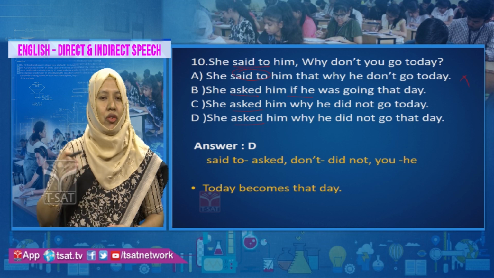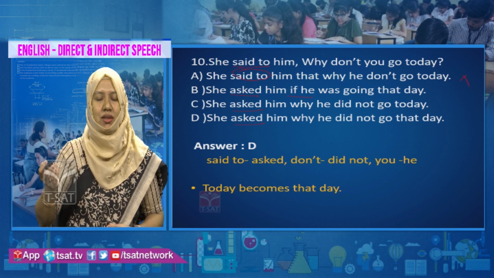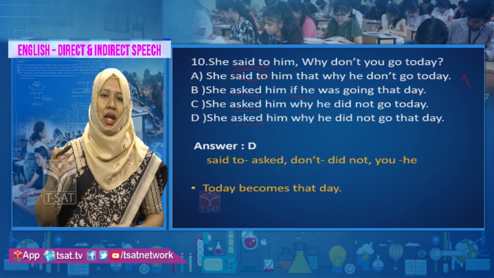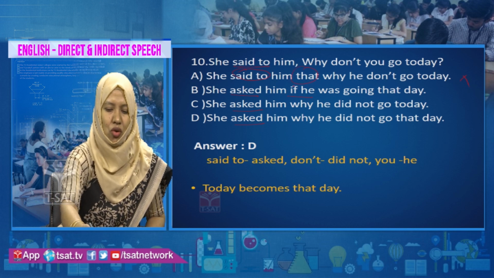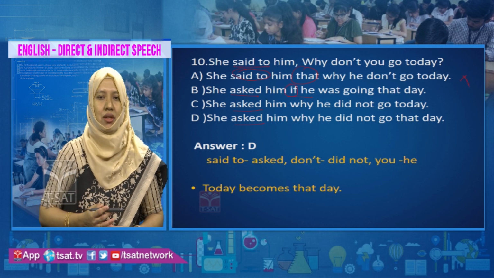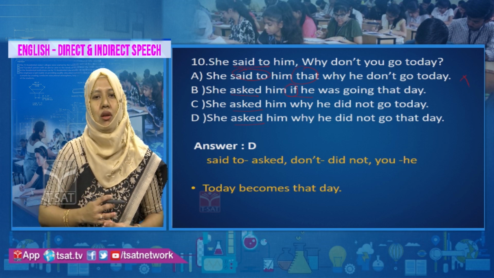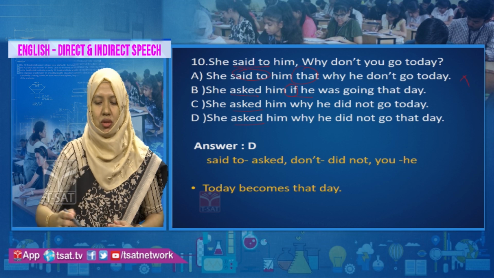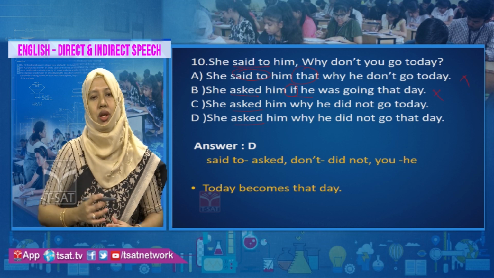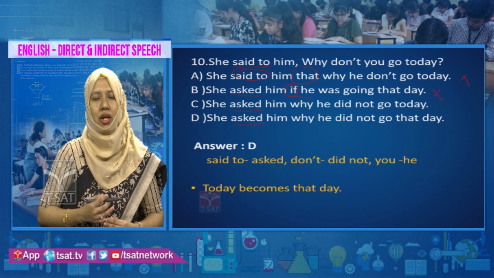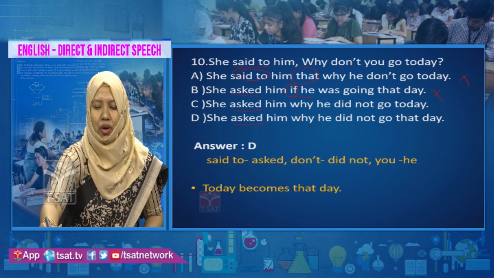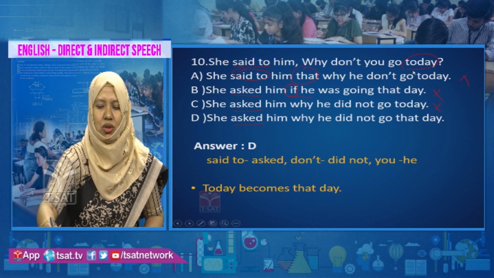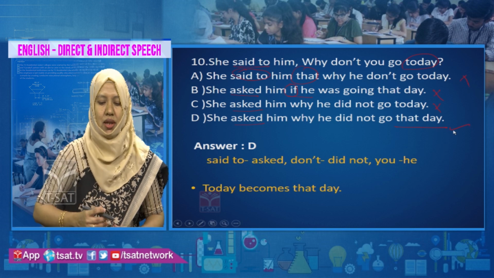So if you remember, in interrogative sentences we have discussed this, the WH word will act as the conjunction. So there is no need of another conjunction here. Here the conjunction if is there, you are not suggesting, you are asking, so this option also is wrong. The conjunction should be why only in the reported speech. She asked him why he did not go today. Today you cannot use because today will change to that day. So the correct option is D.